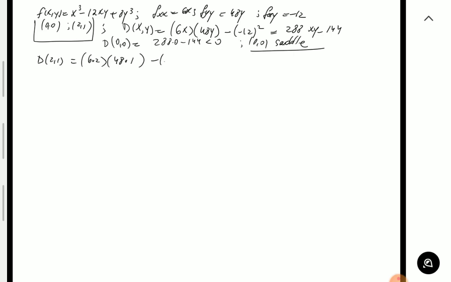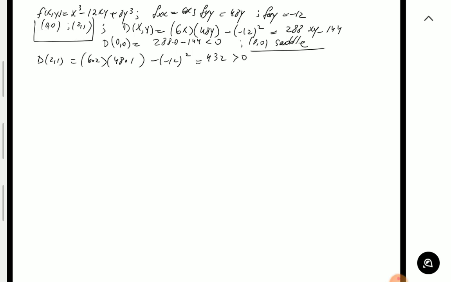All right, minus negative 12 squared. That makes it, let's see, 288 minus 2 times 144. Anyway, it's positive. That's the important thing. It's 432, which is strictly positive.